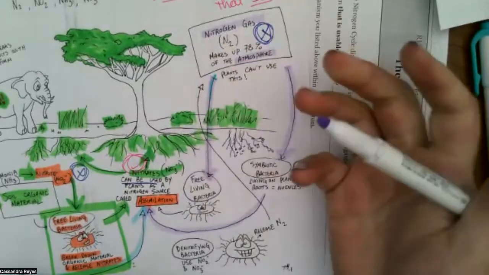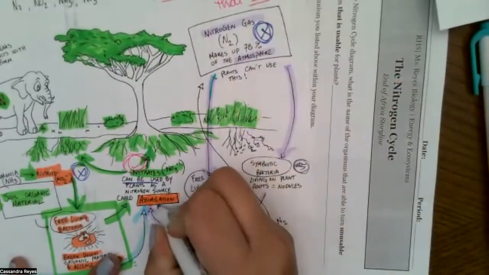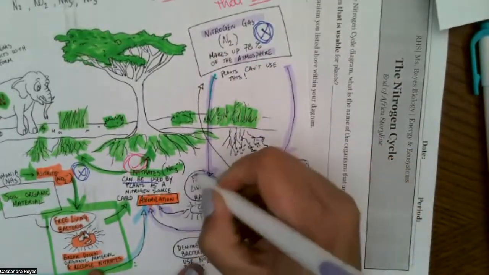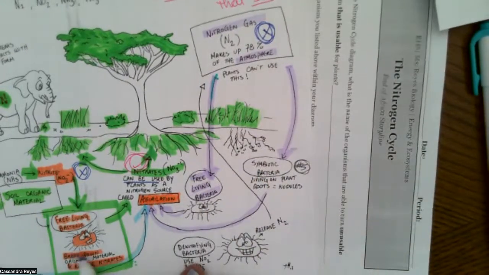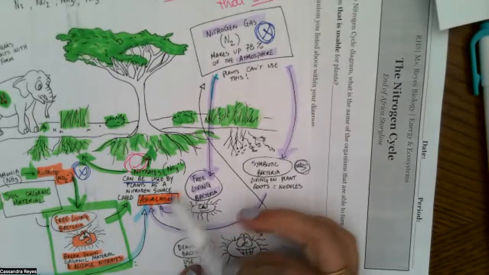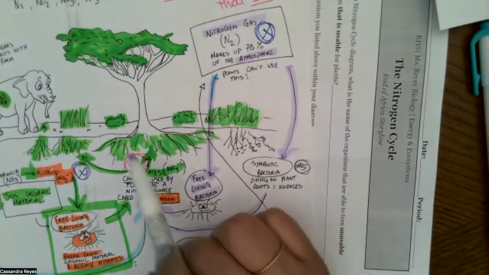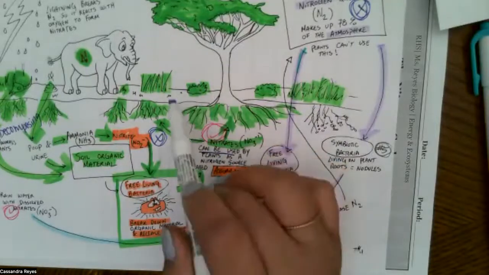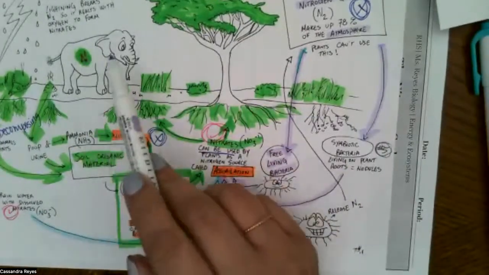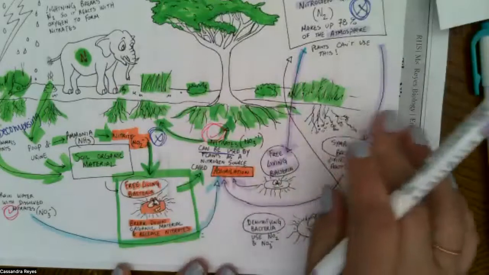Okay, see, I didn't make it this far in my other videos, so you guys are getting the brunt of it. All right, so over here we got our free living bacteria, same guys as over here. And again, through the process of assimilation, our plants are able to take it up into the roots, and our elephant is able to eat the plants that have the nitrogen, and now we have nitrogen back in our elephant's happy belly.